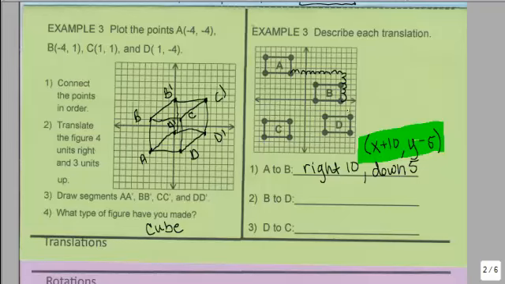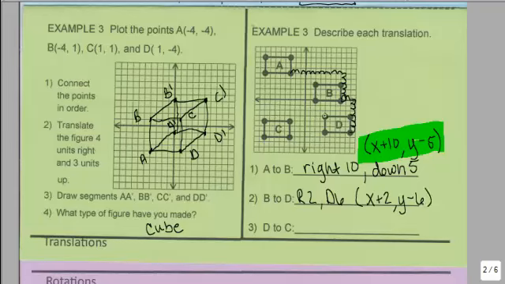Now, how did it go from B to D? It moves right 2. That's shorthand for right 2. It moves down 1, 2, 3, 4, 5, 6. So our answer is X plus 2 and Y minus 6.